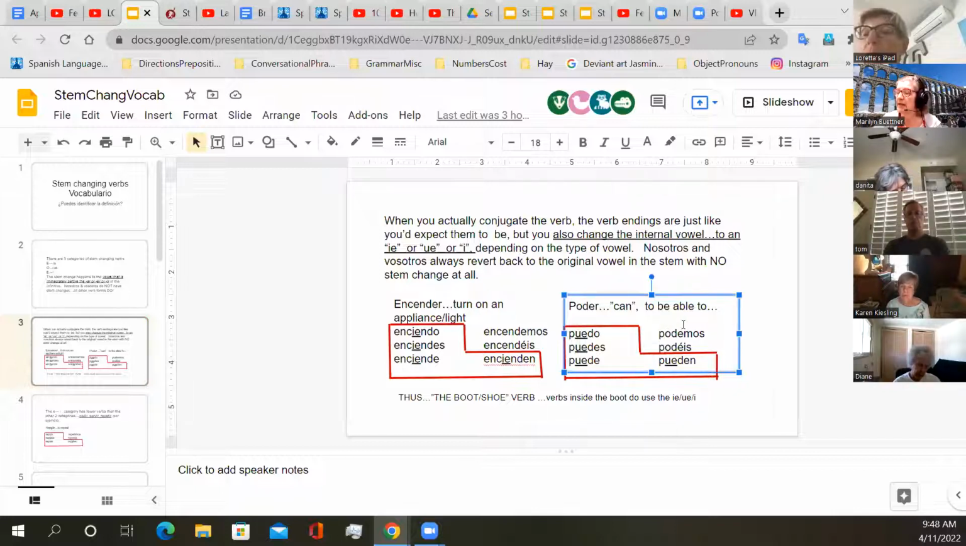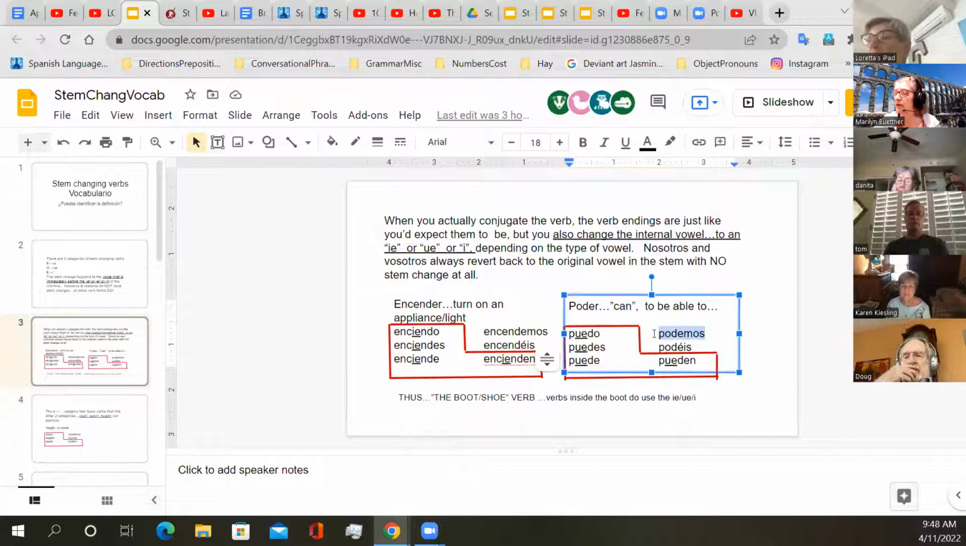Poder, same thing. Literally it means to be able to, but in English we often express it with the idea of I can. I can go, I can come at this time, I can work with you tomorrow, I am able to do something, right? And the nosotros form is outside the boot, so it does not get that change: podemos. But the other forms do: puedo, puedes, puede, pueden. And notice this is in present tense, when we're talking about what's happening now or the near future. These are the changes that happen.